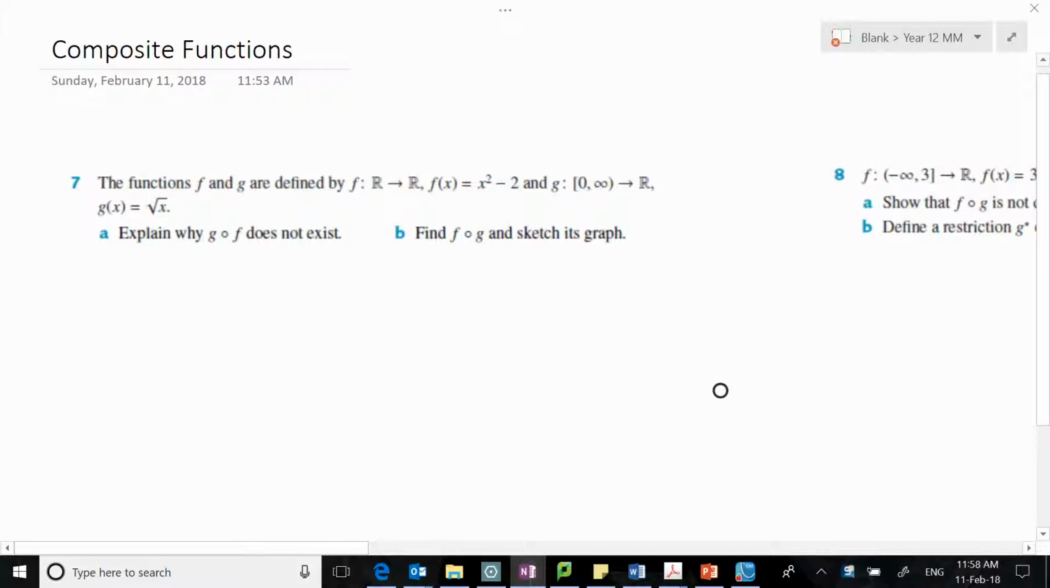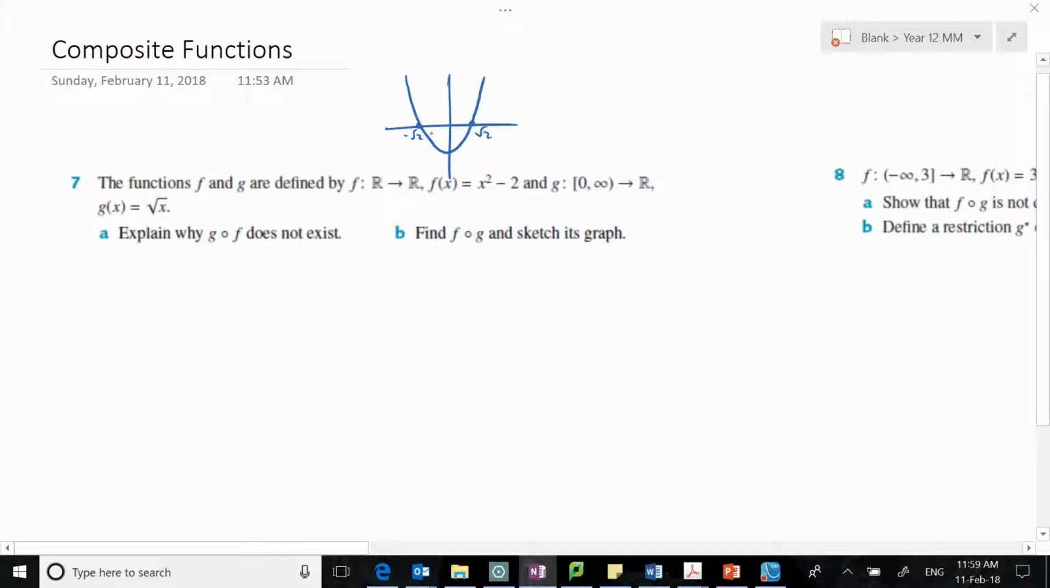So, where am I up to? Question 7. The functions f and g are defined by that. I'm always visualizing when I see this. The first thing I see is x squared minus 2. So it's a quadratic. It goes down by 2. And there's no restriction on the domain. I'm quickly working out the x-intercepts in my head, and that's root 2 and negative root 2.